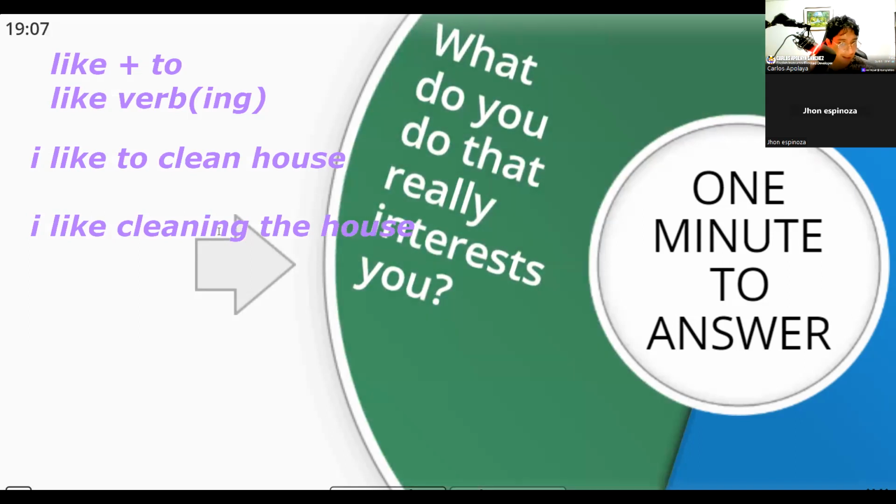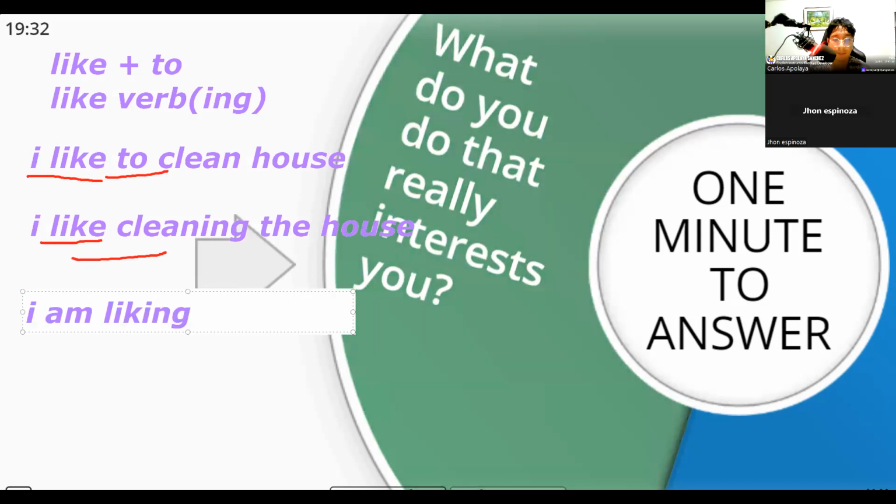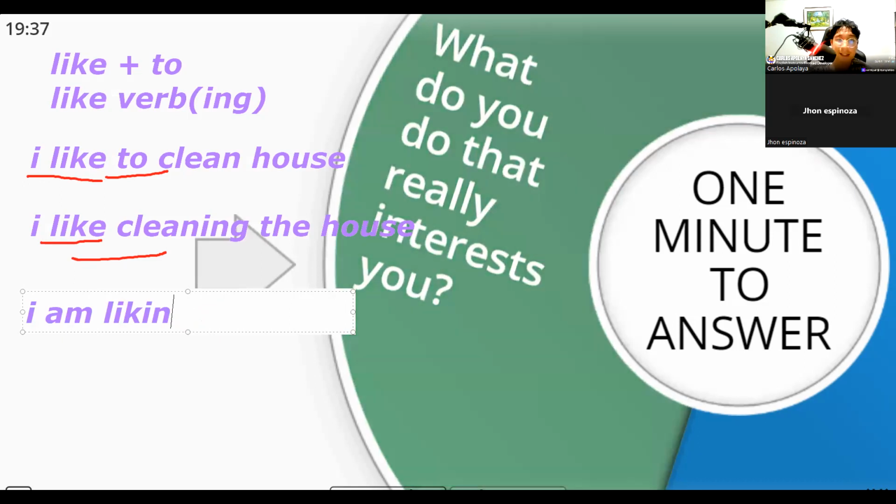Presente simple es cuando son rutinarios y hábitos, pero progresivos cuando lo haces temporalmente o en el momento. Oh, this is not progressive. This is not progressive, John. This is simple too. Yeah, this is simple because we have I like. Progressive would be like this: I am liking. But it doesn't exist, because like is a state.